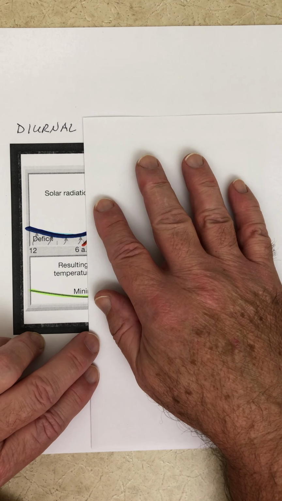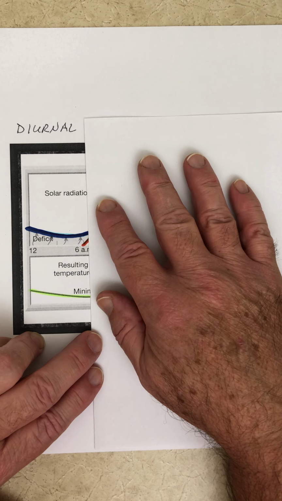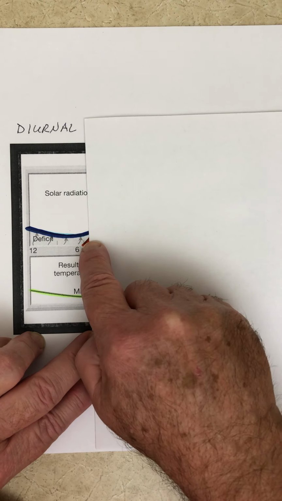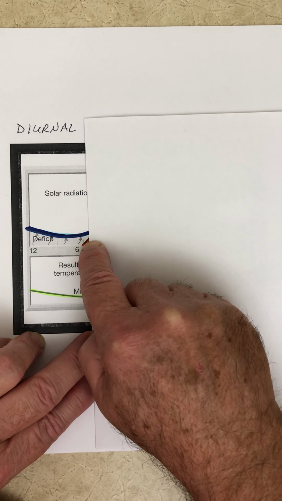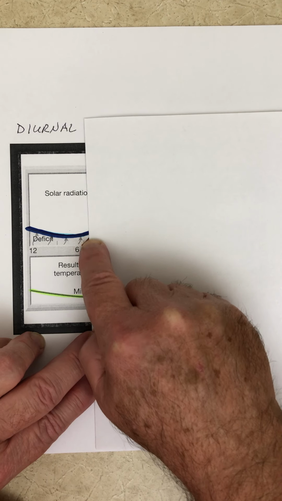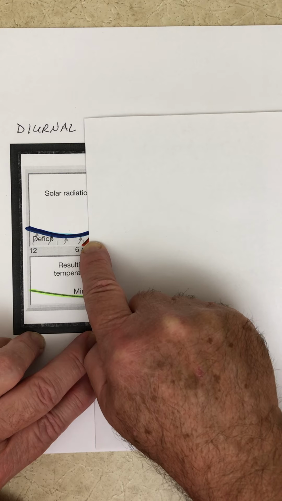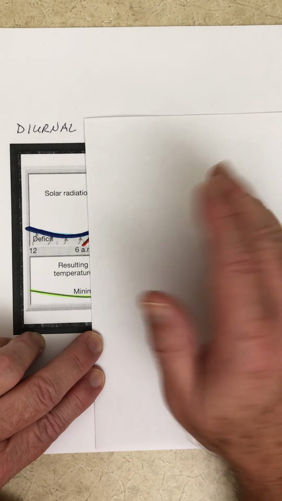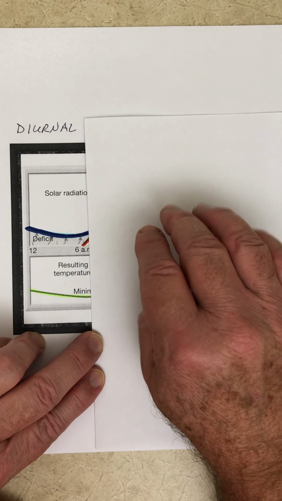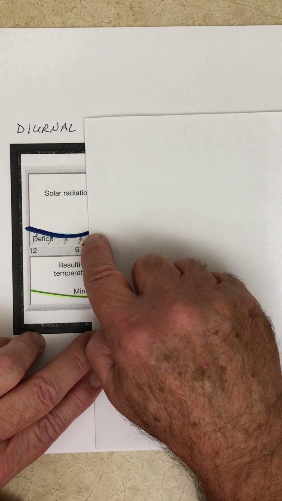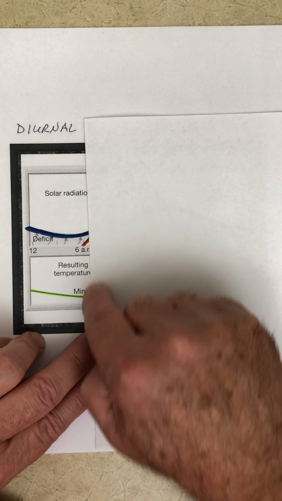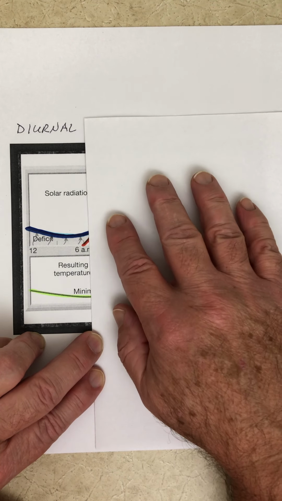We go a little bit beyond sunrise, maybe this is 6:15, 6:30. Notice that there's still more outgoing terrestrial radiation than incoming solar radiation. Even though the sun's been up for maybe 15 minutes, a half hour or so, there's still more outgoing terrestrial than incoming solar, and as a result, our temperatures are decreasing.